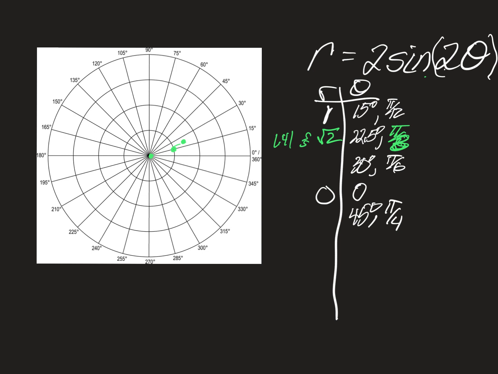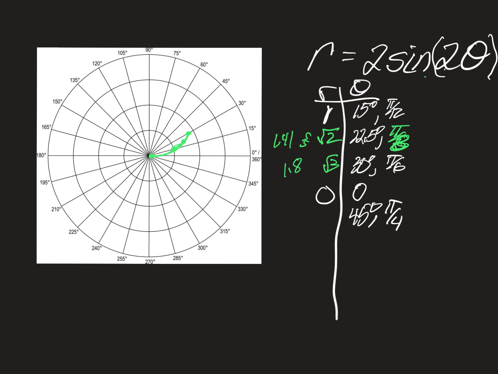And then I do pi over 6, or 30. So 2 times that is 60, or pi over 3. Sine of pi over 3 is the square root of 3 over 2. Times 2 gives me just the square root of 3, which is about 1.8. So on the 30 degree mark, we go out to about 1.8, okay? Now, if you start to connect this, you start to see that you're getting a little bit of a shape.